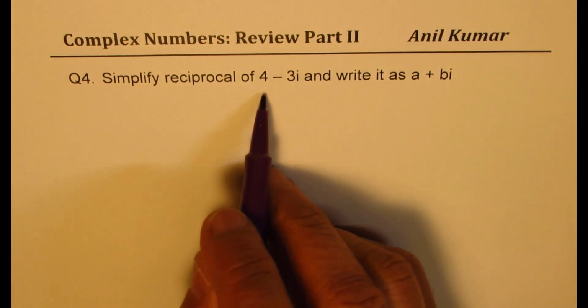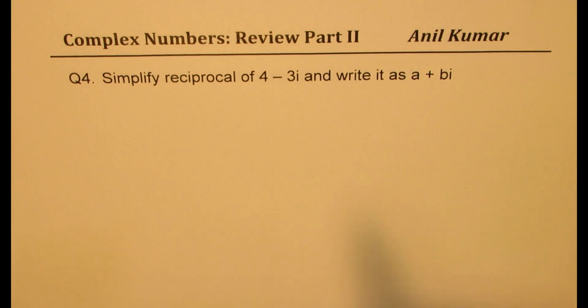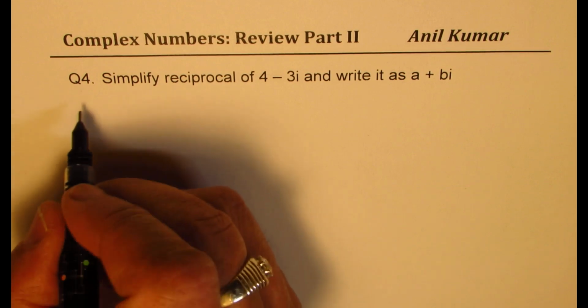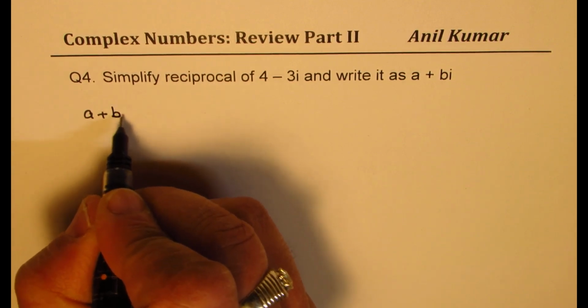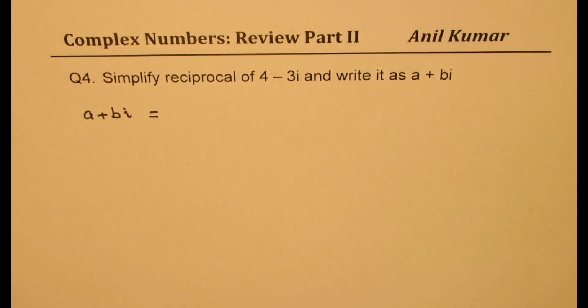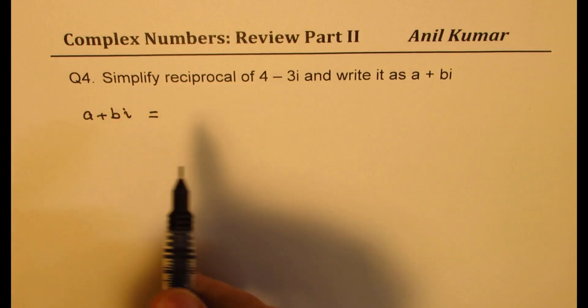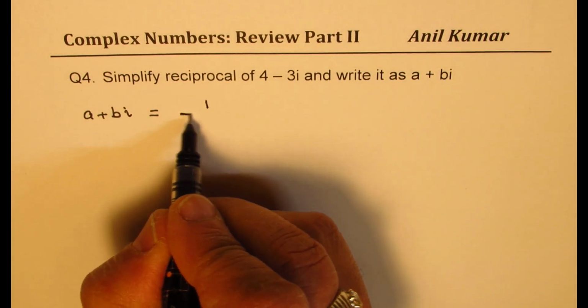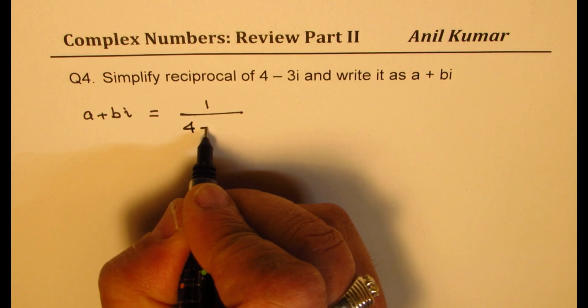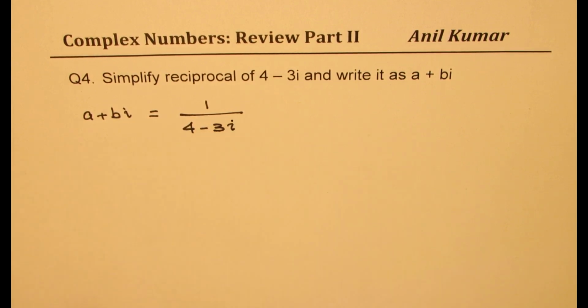Simplify the reciprocal of 4 minus 3i and write it as a plus bi. Now we want to write this as a plus bi. Let me write a plus bi first. When we say reciprocal of, it means 1 over 4 minus 3i.